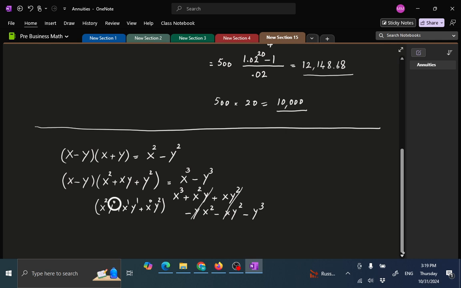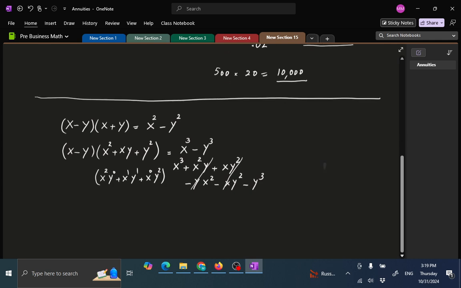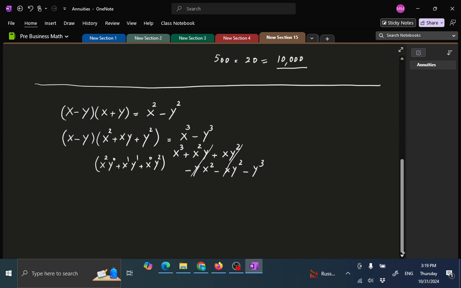x to the power of 0, y to the power of 0, that's just 1, which we don't write, and power 1 is just that variable itself. Now we see the pattern. Powers of x go down from 2 to 1 to 0. Power of y goes from 0 to 1 to 2, and so on. Can you guess what the next identity of this type is going to be?